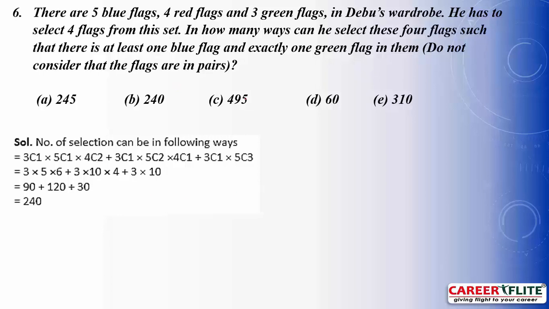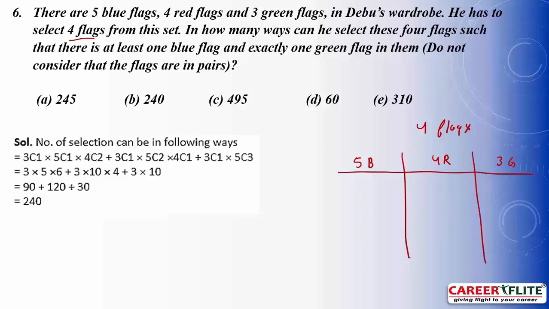What will be the possible number of cases? He has to select 4 flags from the set. Now how many flags does he have? He has 5 blue flags, 4 red flags and 3 green flags. Now it is given he has to select 4 flags such that there is at least one blue flag. So blue flags must be at least one; it may be 1, 2, 3, 4, 5. And exactly one green flag, so green flag will always be 1.